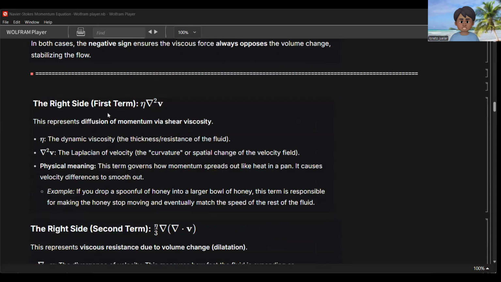So on the right side, the first term represents the diffusion of momentum via shear viscosity. We have here the dynamic viscosity, the thickness resistance of the fluid. And this one is the Laplacian of velocity, the curvature or spatial change of the fluid velocity.